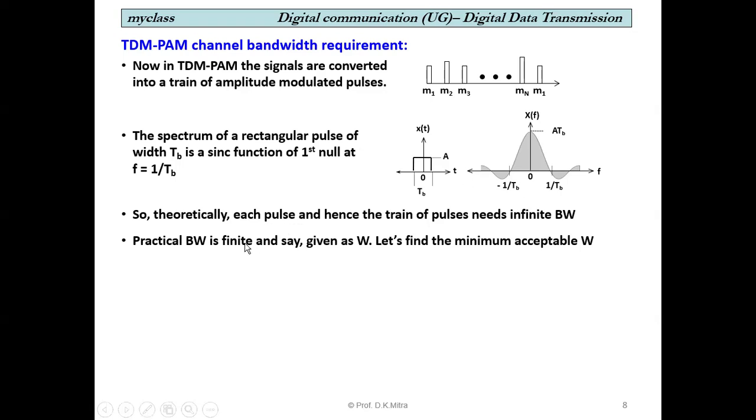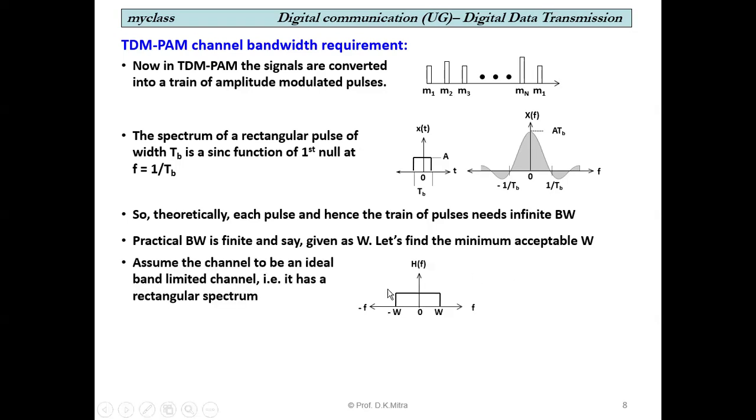A practical bandwidth is finite. If you buy any cable, even the costliest cable, its bandwidth is finite. The cable manufacturer will define that its bandwidth is 1 gigahertz, 10 gigahertz, whatever it is. Let us say that bandwidth is given as W. And then let us find what is the minimum acceptable W or bandwidth of the cable for transmitting my pulses. Unless you know the value of W that you need, you cannot go to the market and buy any cable. So we are going to find that out.